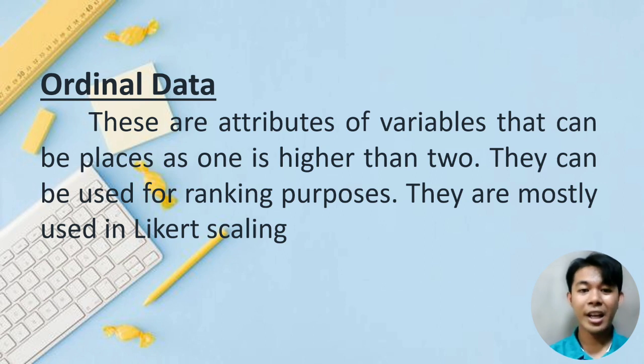Next is ordinal data. These are attributes of a variable that can be placed as one is higher than two. They can be used for ranking purposes. They are mostly used in Likert scaling. So ordinal data is a type of data that has a natural ordering or ranking.